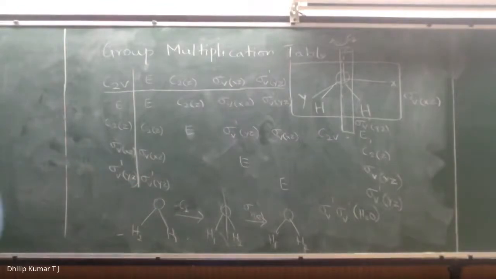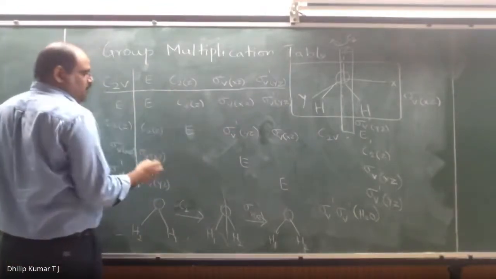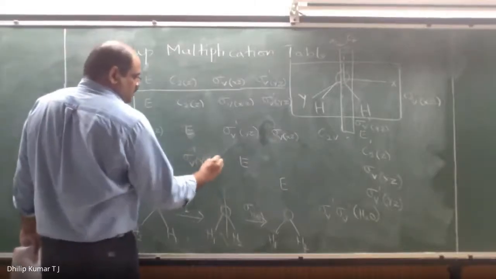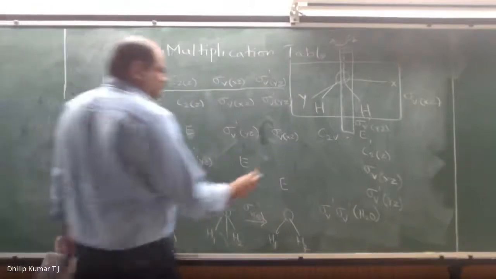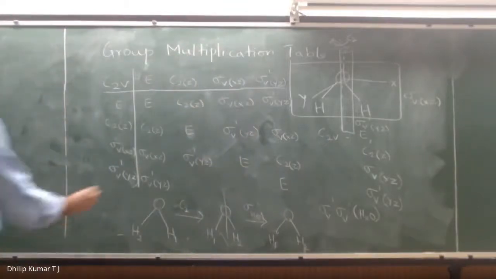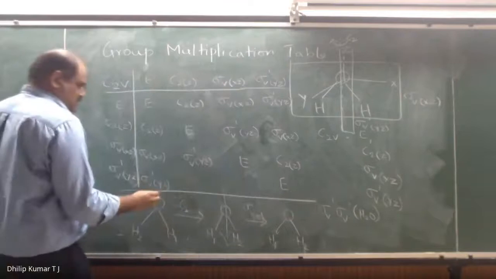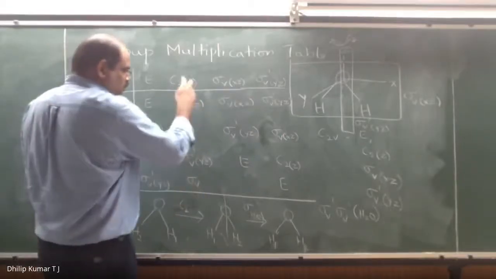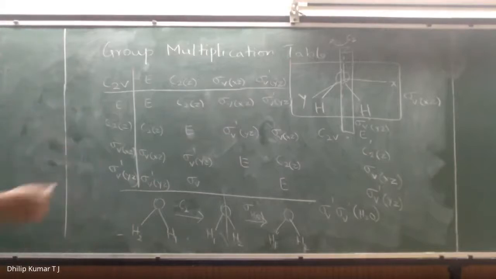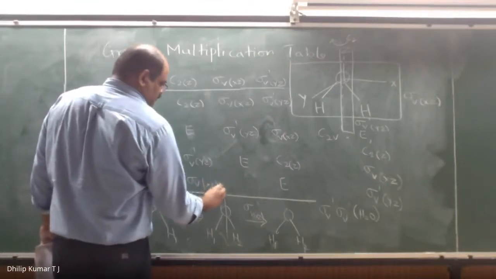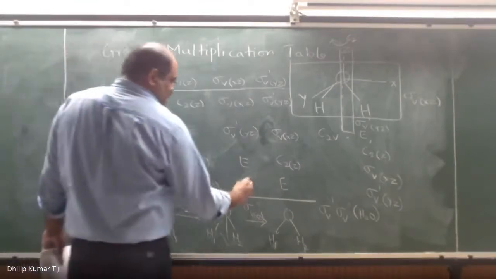And what about the third row? C2 into sigma V is sigma V prime. This is the YZ axis. And what is not there in this row is C2. Okay. And the last row. C2 multiplied by sigma V prime will result in sigma V. Sigma V you get. Because if you see column wise also, it should be unique. The entry should not be repeating. So the sigma V of XZ, and what is left here is C2 of Z.